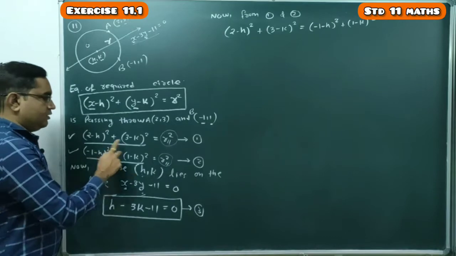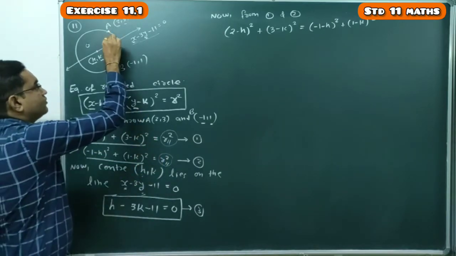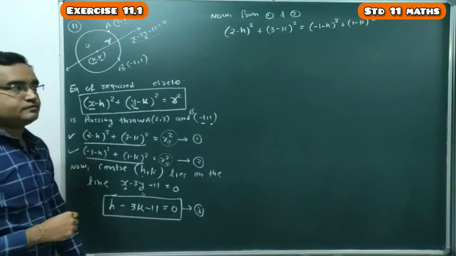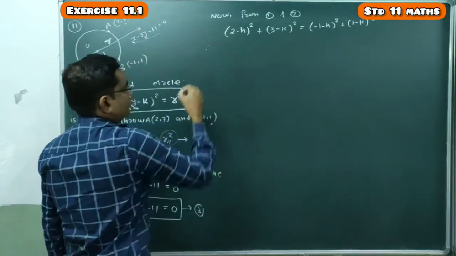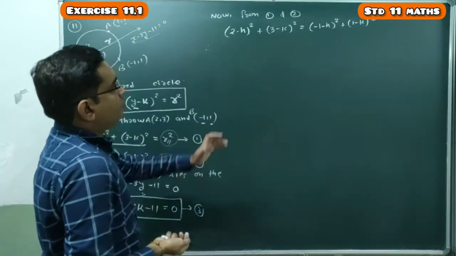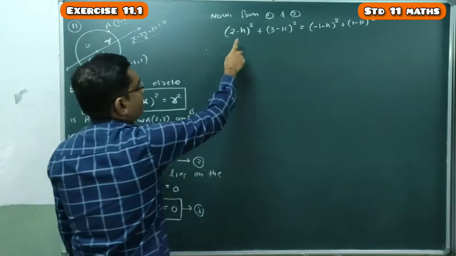Clear, students? This is equal to r square. Both the equations are equal to r square. R is the radius of the circle, so both will be equal. So now we will try to solve this equation. For the solution of this equation, we have to perform the expansion. It's an (x minus y) whole square type of expansion.